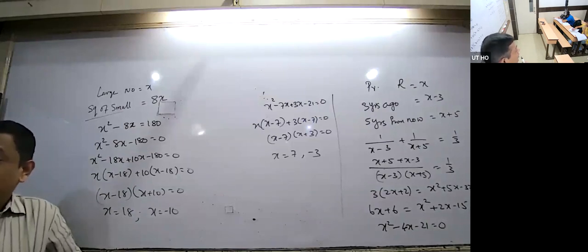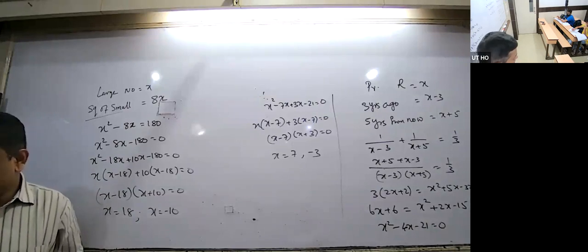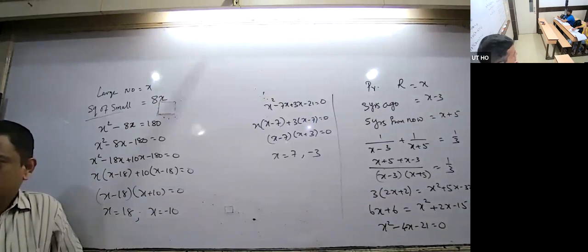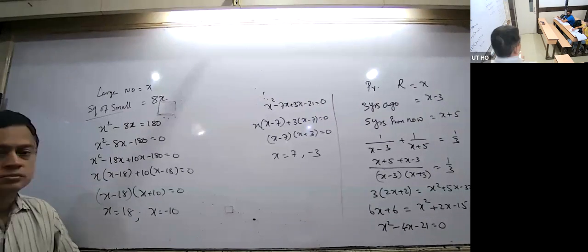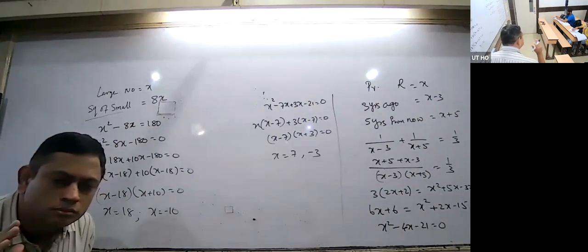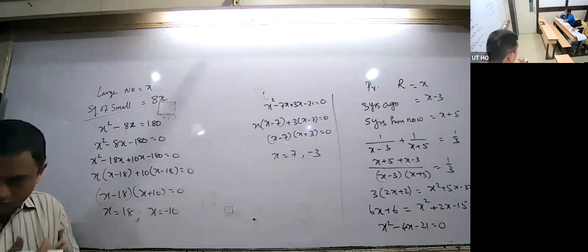Negative? Why not? It's given positive numbers. Two numbers now. Why not negative? Then negative answer. You have to tell something.